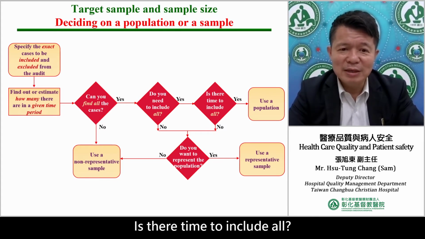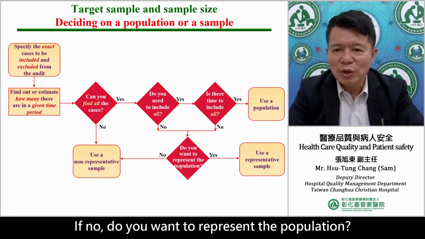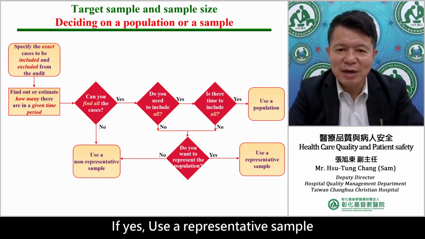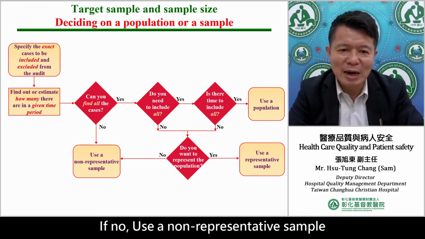Is there time to include all? If yes, use a population. If no, do you want to represent the population? If yes, use a representative sample. If no, use a non-representative sample.